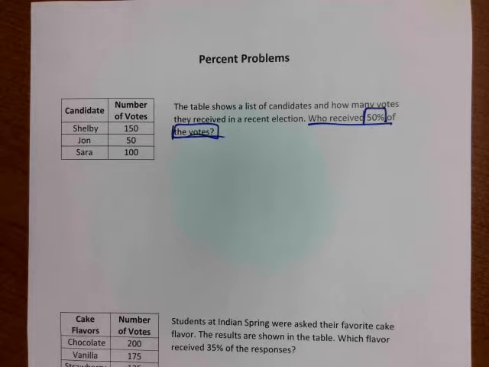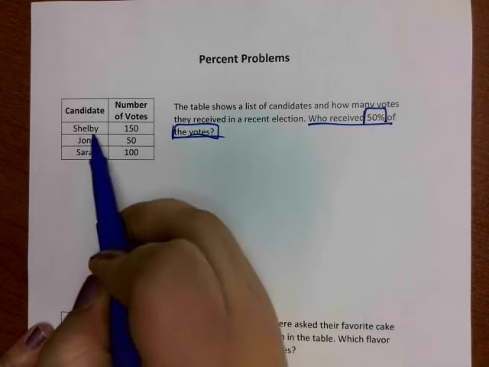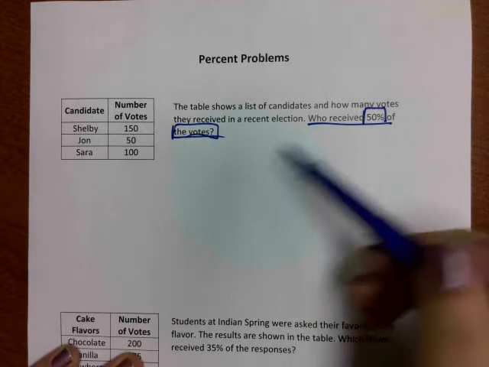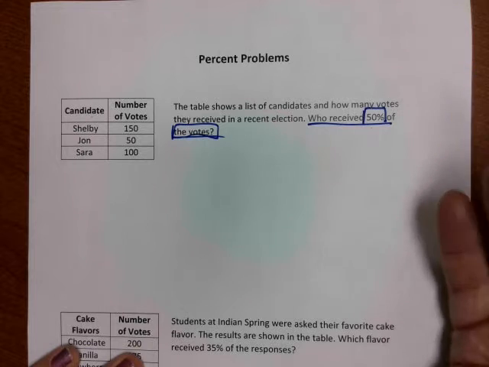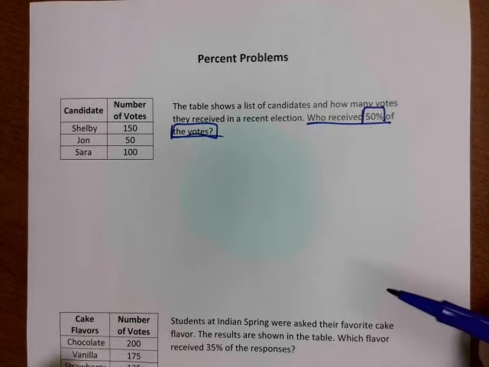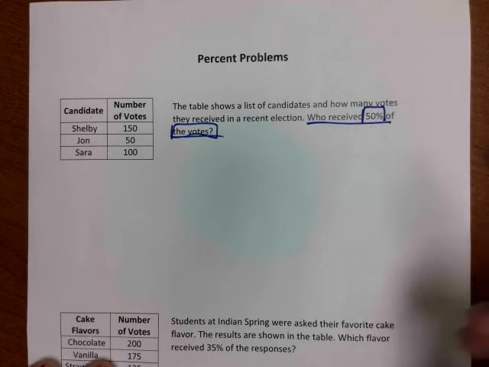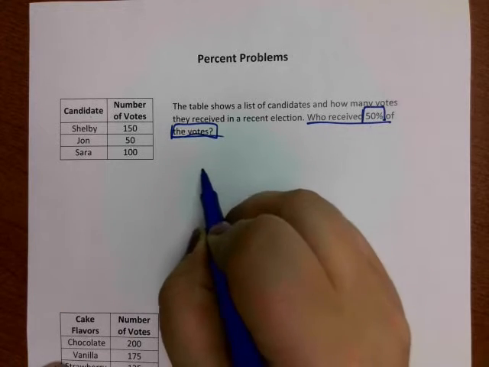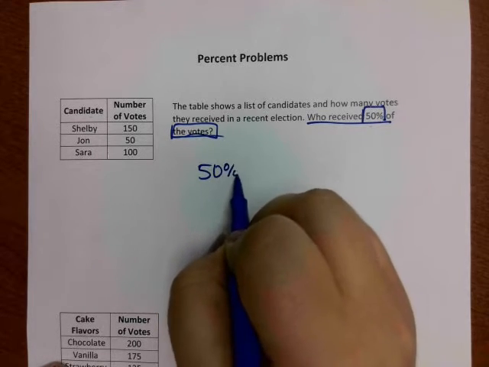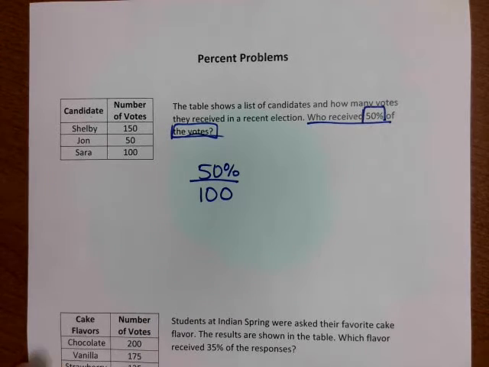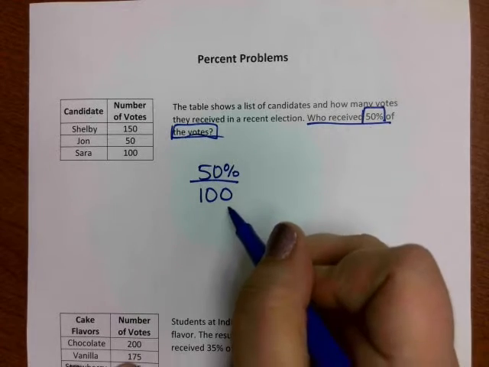Now, the problem with this one is they give us a lot of numbers. They give us Shelby, John, Sarah, 3 numbers to go off of, and we don't know which one we need exactly because it says who received 50% of the votes. So let's start off with what I do know. I know that I'm looking for 50%, and if you remember from several units ago, 50% can be written as a fraction as 50 over 100. Okay, so there is our first ratio that we know. 50% is 50 to 100.